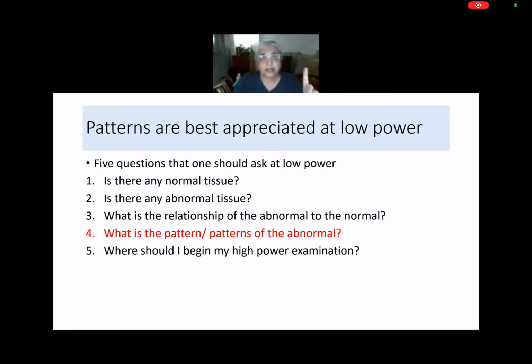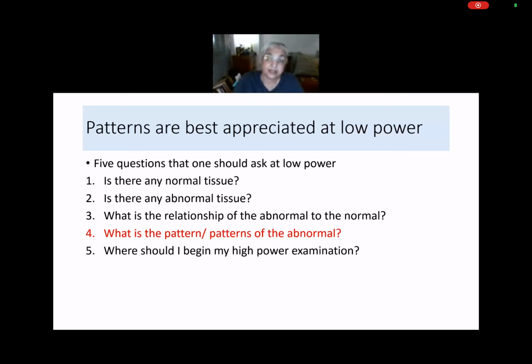The first question I always ask myself at low power is, is there any normal tissue? Again, that is recognizing if there is normal tissue there, which means that you're recognizing the cells and the pattern that makes normal tissue. Then you ask yourself, is there any abnormal tissue? Again, you have to recognize that the pattern of normality is no longer there, and you are seeing something that is abnormal. Once again, the third thing is, what is the relationship of the abnormal to the normal?